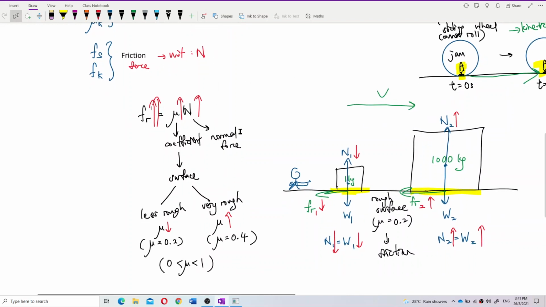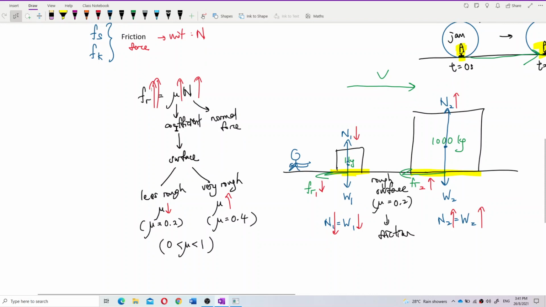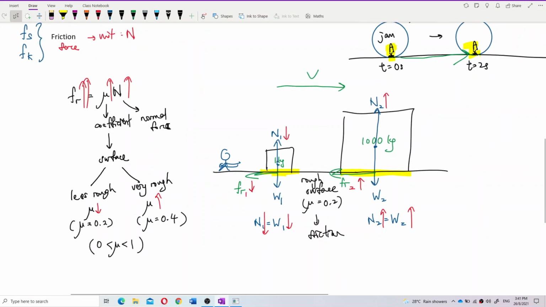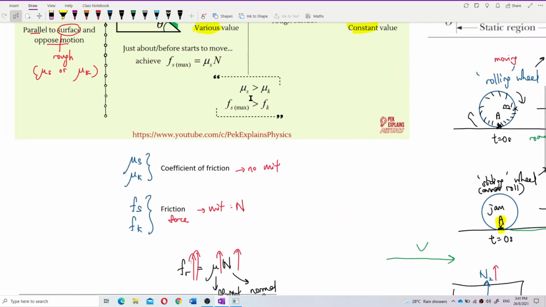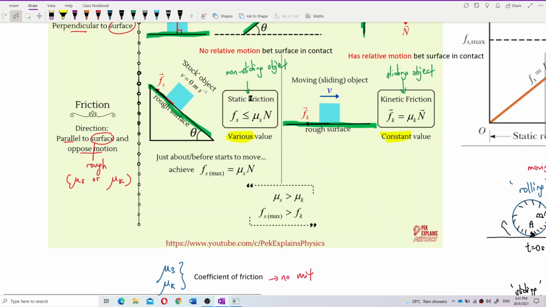So friction depends on two factors: the condition of the surface, rough, less rough, or very rough, and also the mass of the object. The higher the mass, the higher the normal force, the higher the friction. Okay, now I want to go deep into why static friction has various values but kinetic friction has a constant value.